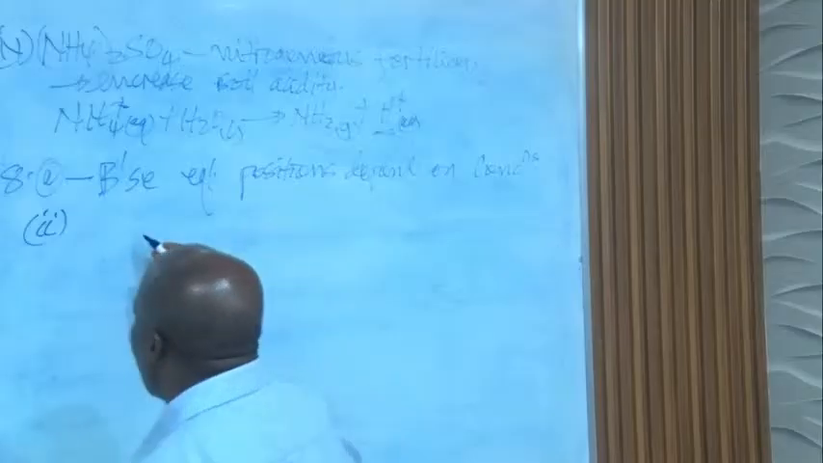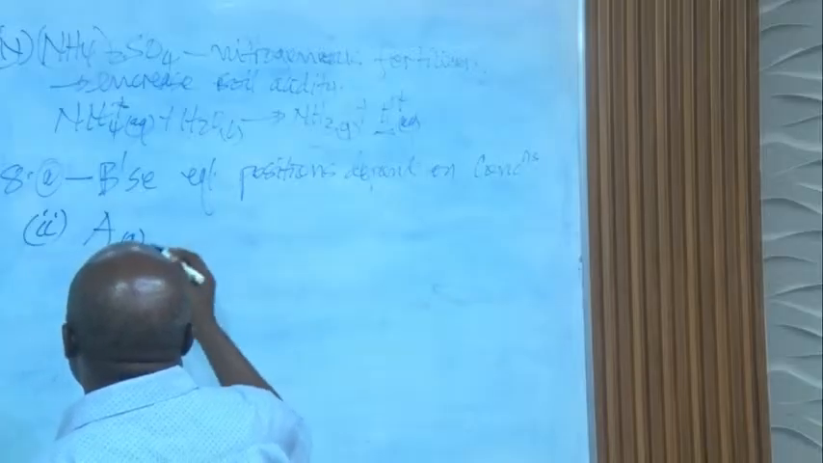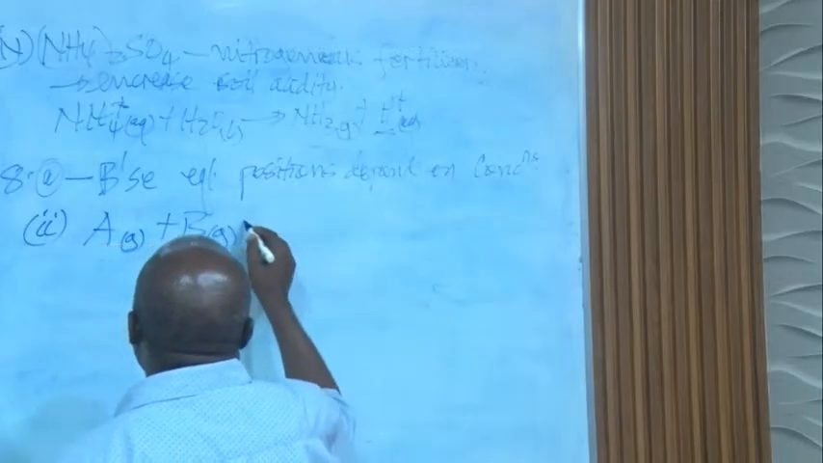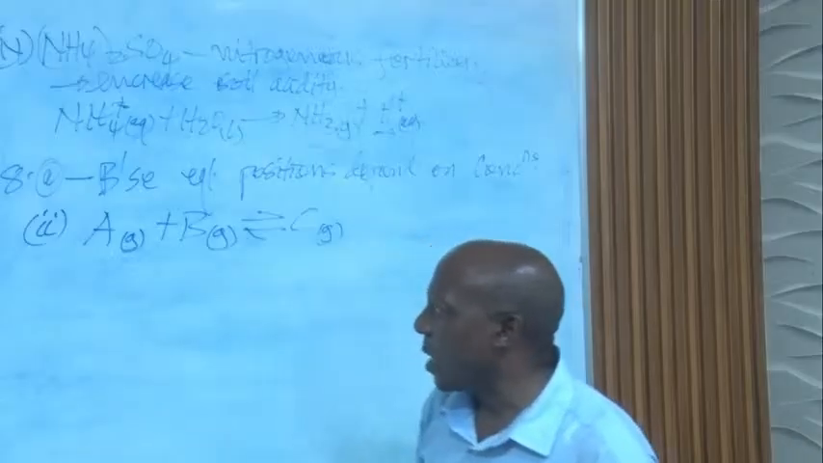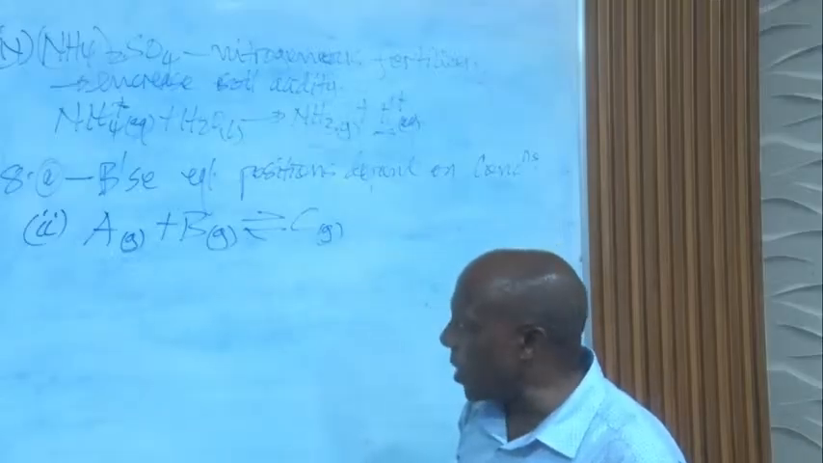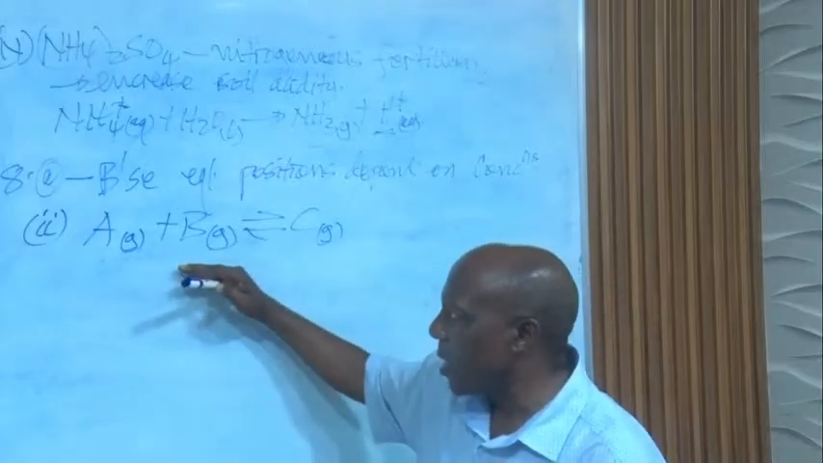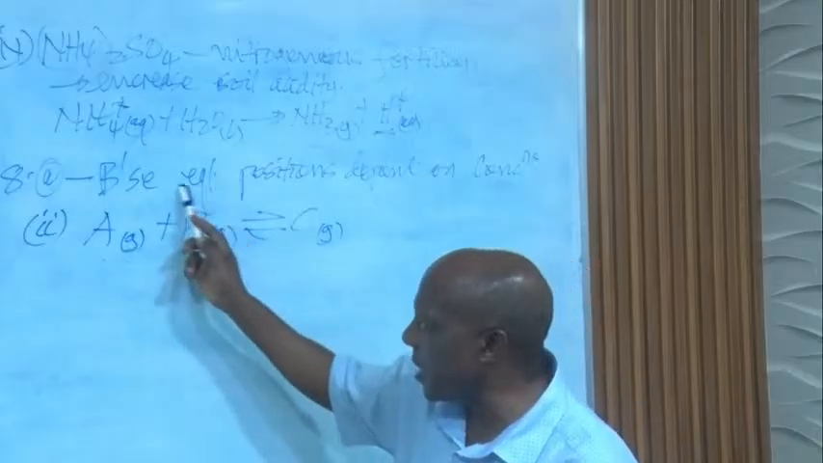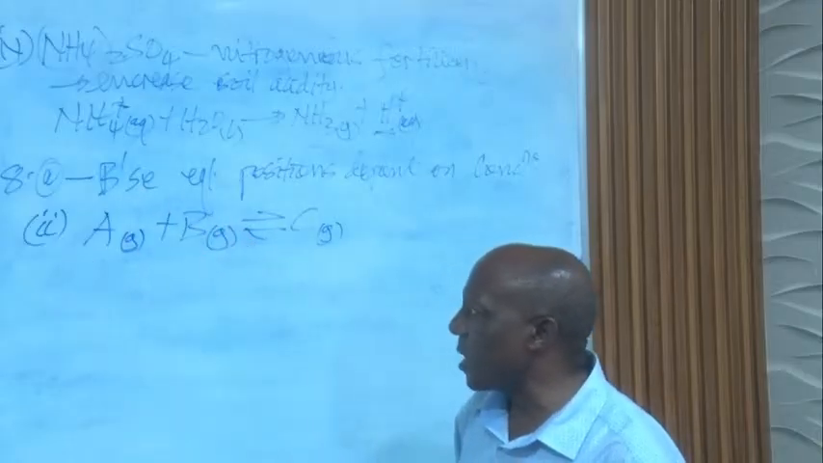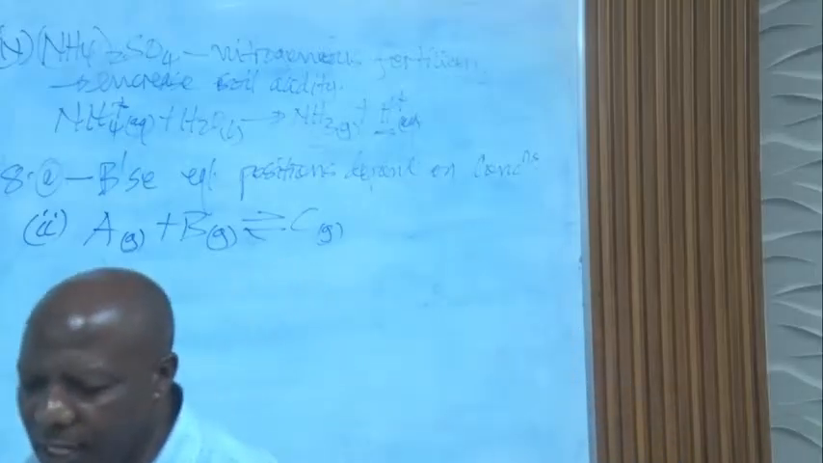For example, take a hypothetical gaseous reaction where gases A and B form equilibrium with gas C. This is the system. If you increase the amount of reactant gases, you also increase their partial pressures, and you favor the forward reaction. If you decrease their partial pressures by decreasing the amount, you favor the backward reaction. But if you add inert gas, no effect will be noted.